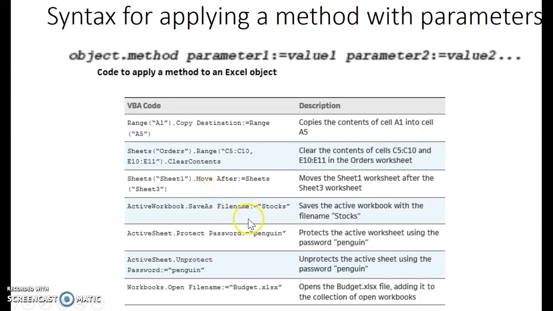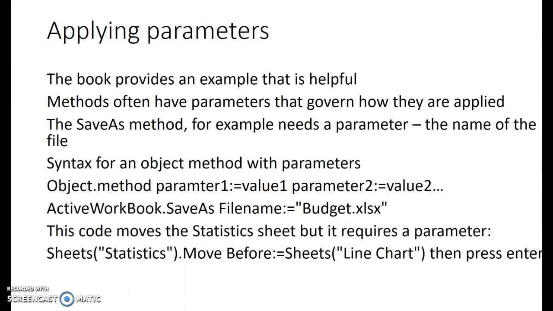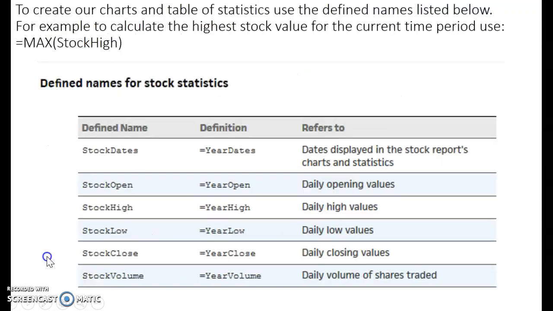But we can see that there's other things. For instance, I think the save method is here as well. Yeah. Active workbook, save as, and when you need a name to save it as, and you always do, then that name is a parameter. All right, so let's apply some parameters, and we're going to do this one down here. Sheet statistics.